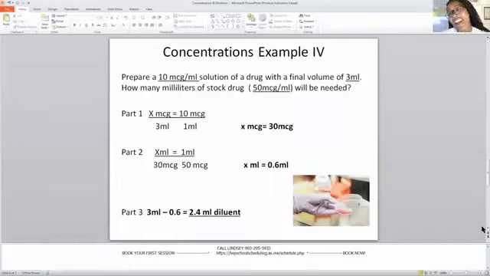Prepare a 10 microgram per mL solution of a drug with a final volume of 3 mLs. How many milliliters of a stock drug, 50 microgram per mL, will be needed?